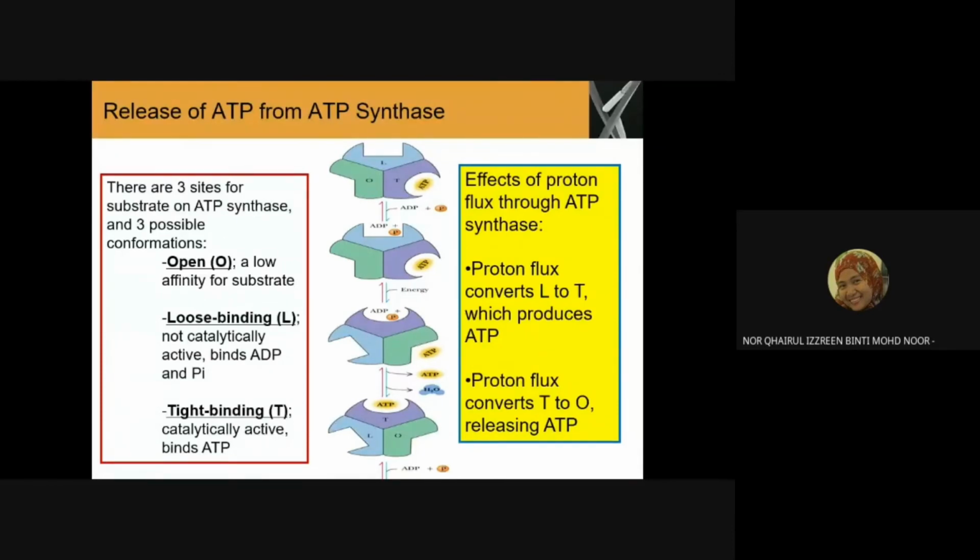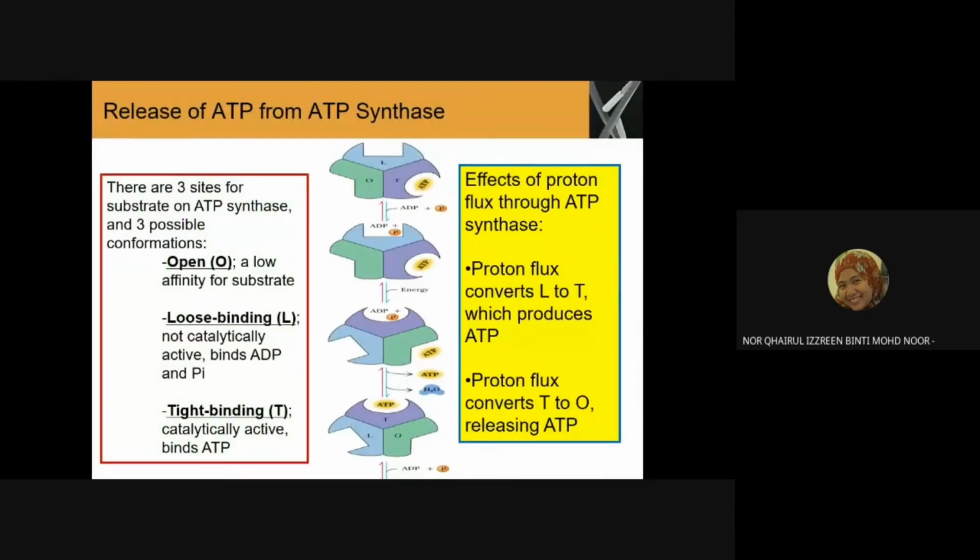Every time they are in the O conformation, ATP can be released from the ATP synthase. This ATP synthase doesn't move. The one that moves is the site: L becomes T, O becomes L, and then T becomes O. It moves like that. So when it is in L form, ADP plus P will bind, and then it becomes T. ATP will be formed.